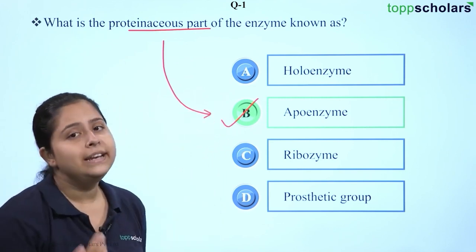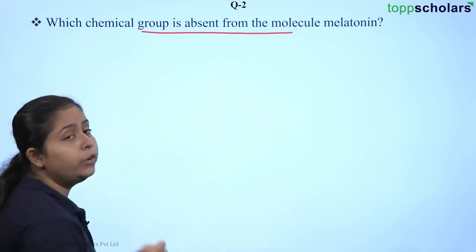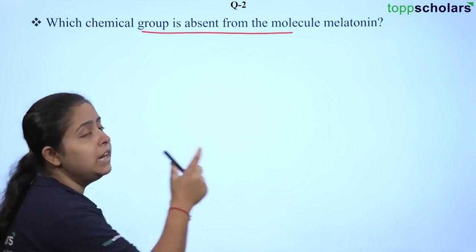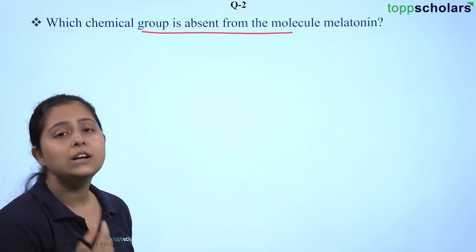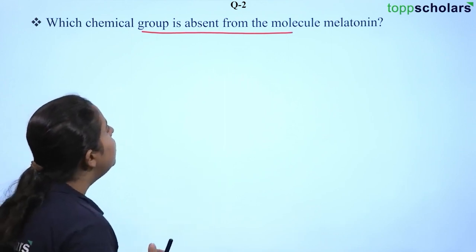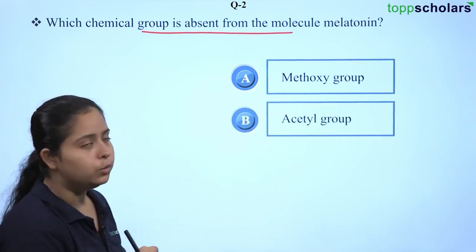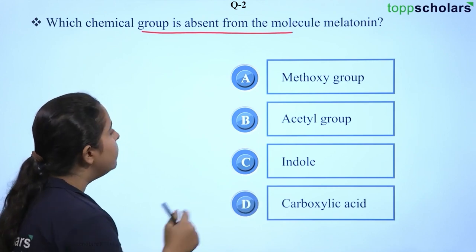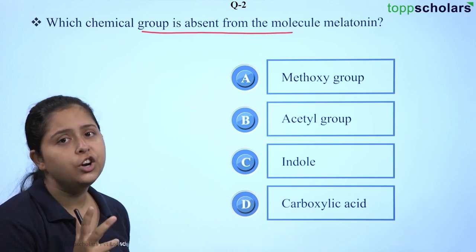Let's proceed with the next question. Which chemical group is absent from the molecule melatonin? Now if you recall, melatonin is responsible for the sleep-wake cycle, or simply the circadian rhythm. Let us have a look at the options. Option A is methoxy group, option B is acetyl group, option C is indole group and option D is carboxylic acid. We are asked a question about the chemical structure of melatonin.